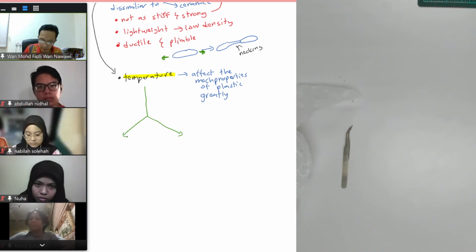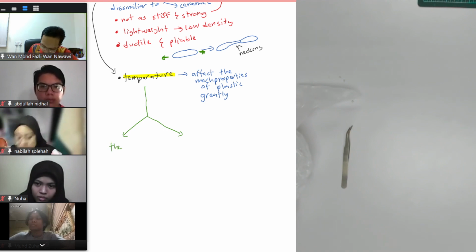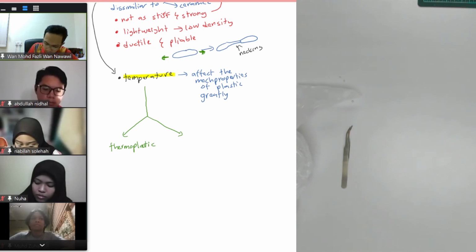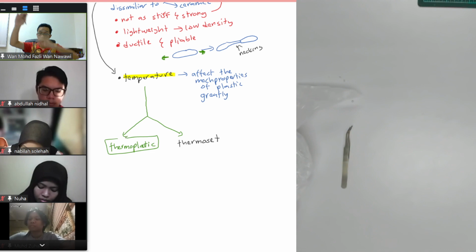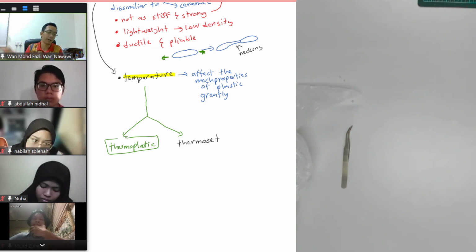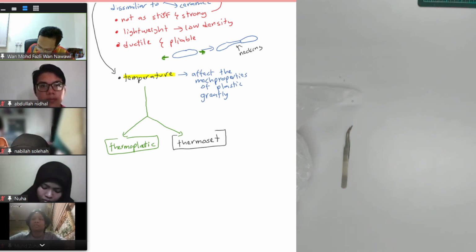Polymer is divided into two: thermoplastic and thermoset. So this is two big divisions. We have synthetic plastic and natural plastic, that's a big one, but plastic can also be categorized based on the influence of temperature on it. One is called thermoplastic, and another is called thermoset.